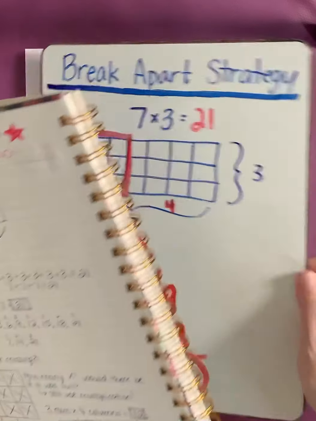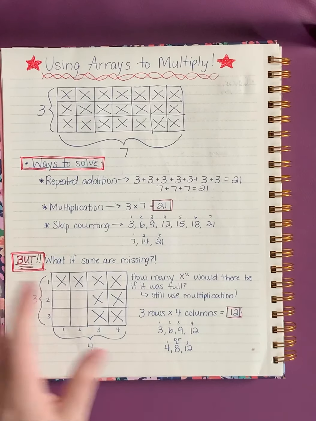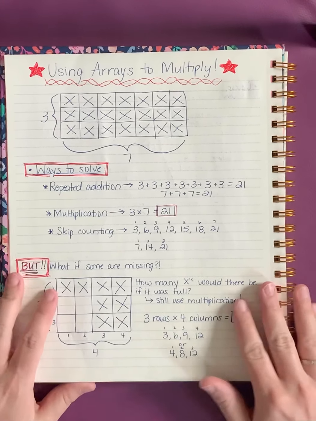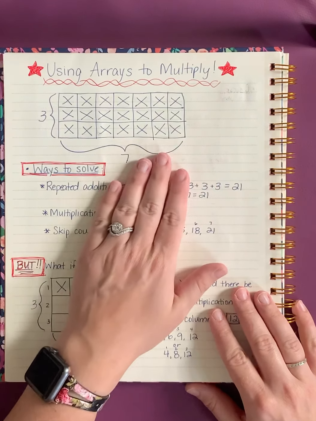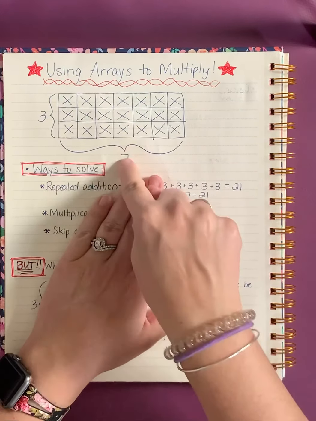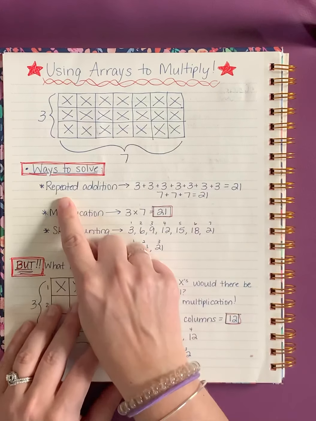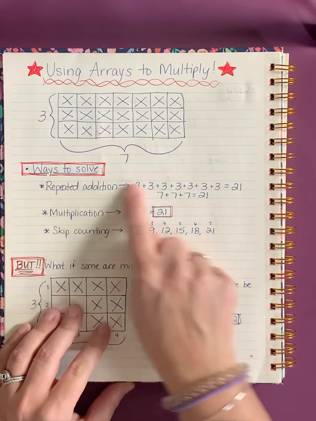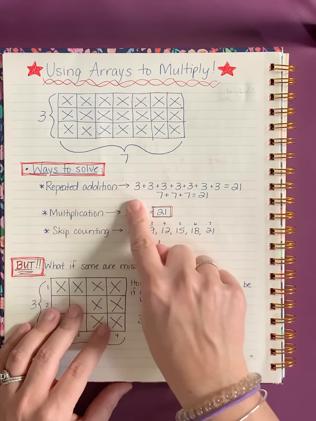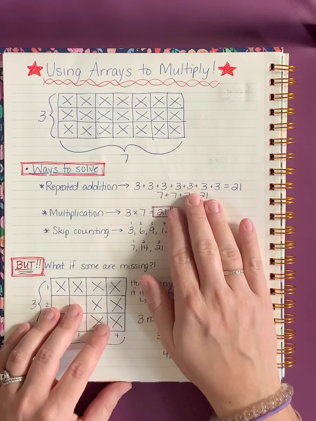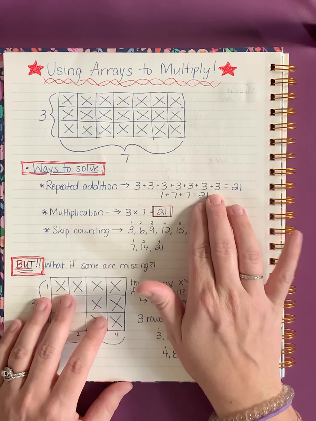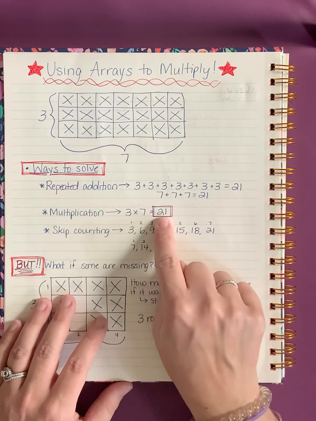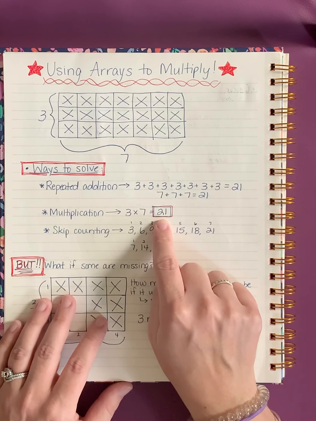So I kind of have another little chart for us. This is the one that you will see on the first page of your lesson for today. So using arrays to multiply. Again, if we have the array all drawn out, our 7 times 3, a couple of the ways you can solve it. You can use that repeated addition. However, this would be one that you maybe use to double check your work, but this should not be the main strategy that you use. Using your multiplication, just knowing 3 times 7 is 21.